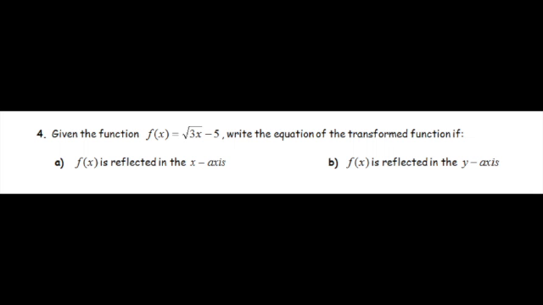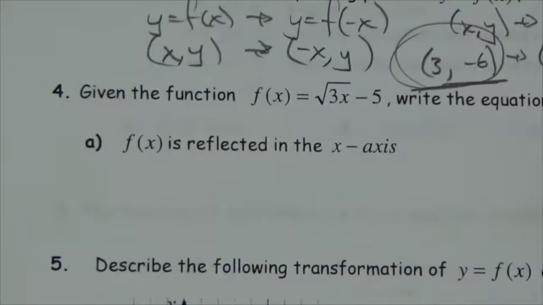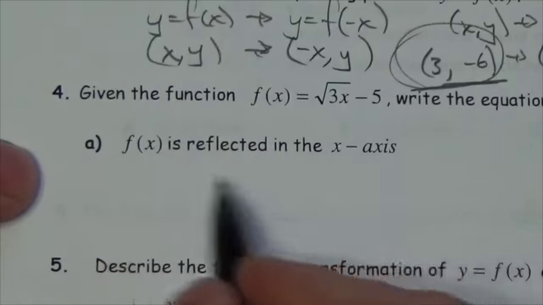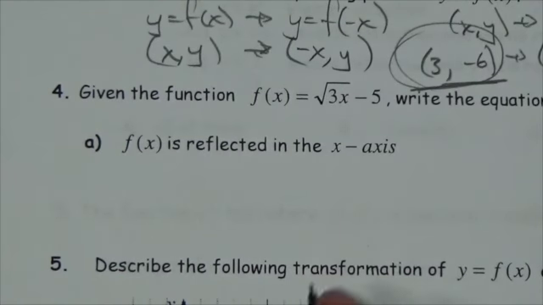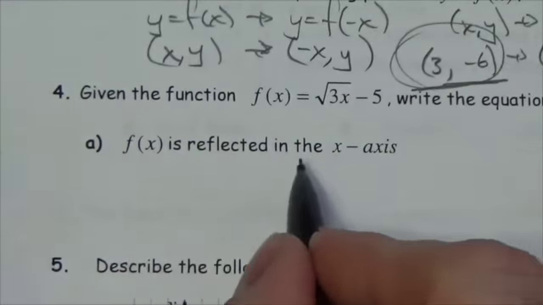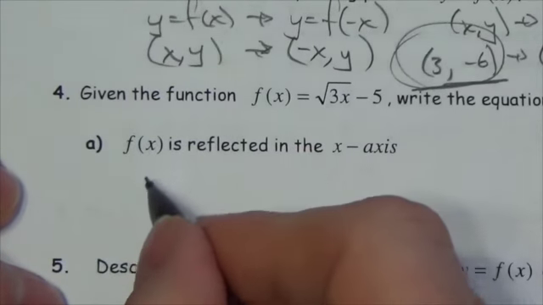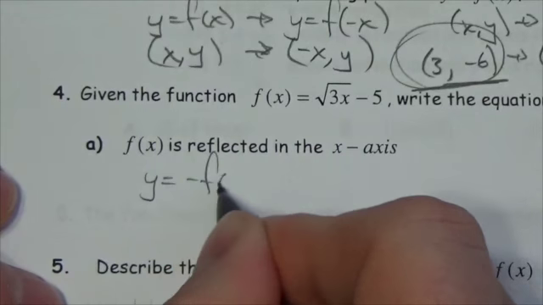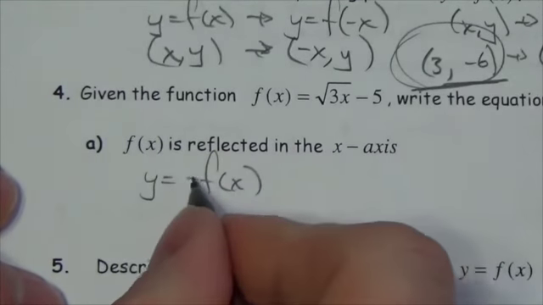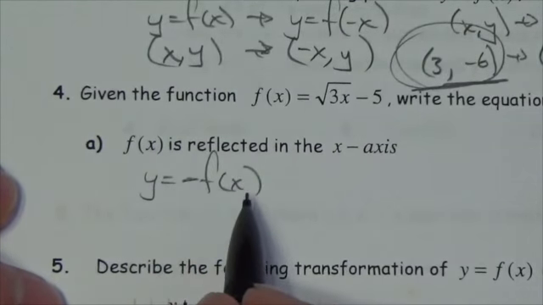Given the function f of x equals the square root of 3x minus 5, write the equation of the transformed functions. Okay, now a question like this is really just requiring you to be very comfortable with the description and function notation. So we're going to reflect this function in the x-axis. In the x-axis means a vertical transformation, okay? So a vertical reflection. So the negative goes in front of the f of x.